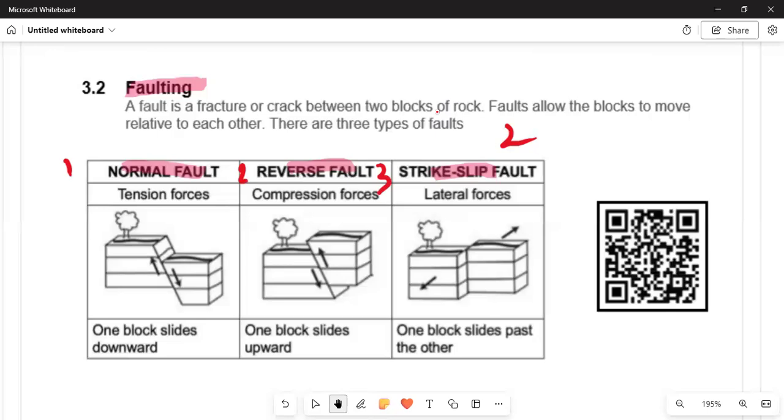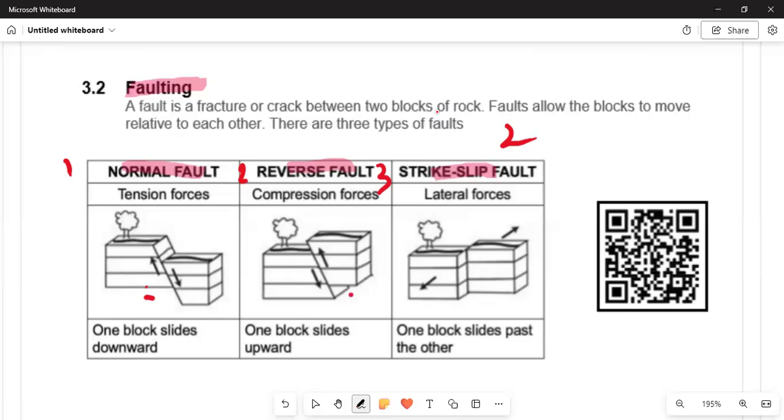Under this, the normal fault is caused by tension between the forces. As you can see here, there's a slope that is high and a slope that is lower, and because of the tension, they move in opposite directions. That is why we conclude that one block slides downward. That is the figure there. Then the slope would move in the opposite direction, creating pressure at the back. Now the force is upwards. So in this picture, one block slides upward, where before it was downward. That is called the reverse fault. And then we have the strike-slip fault, which is called the lateral force.